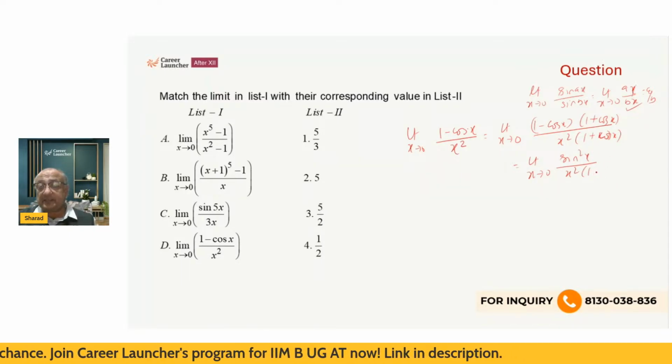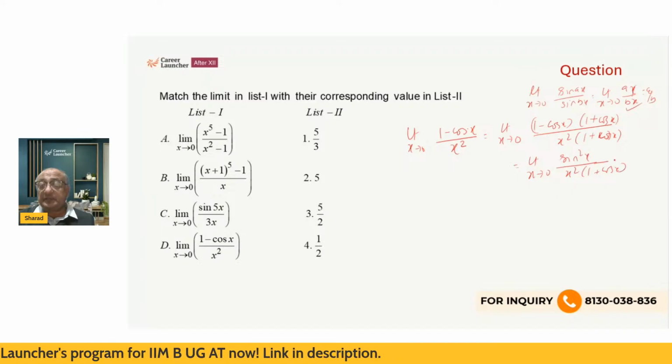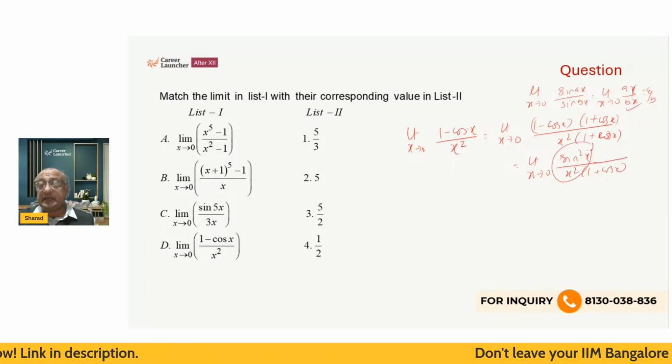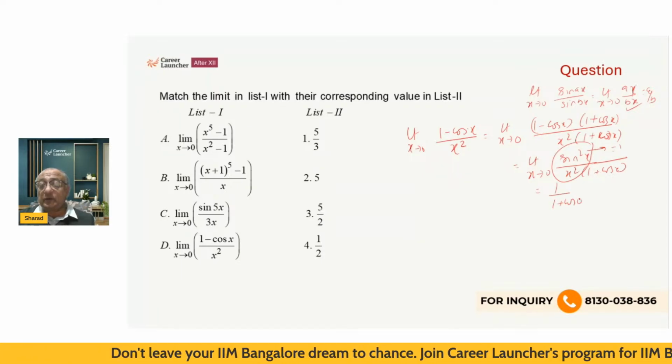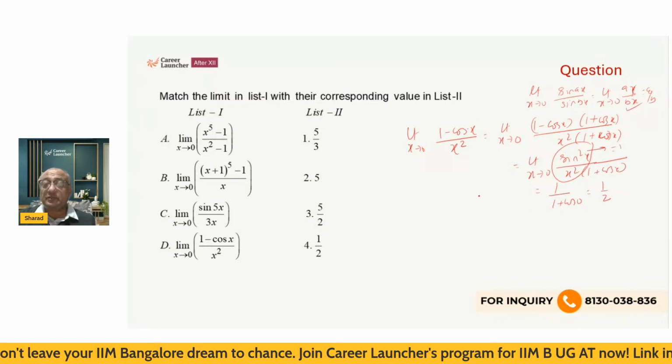Sorry, 1 plus x is not there, 1 plus cos x is there, because that is a multiplying factor in numerator and denominator. This value is again tending to 1. So what do we have? 1 upon, because the 0 has gone, numerator 1 plus cos 0 is 1, so this is 1 by 2. So this is super cool.